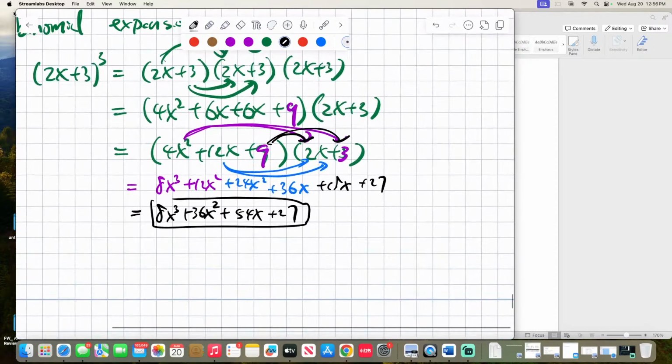So it's kind of tedious to do this. Not gonna lie, I don't like it.